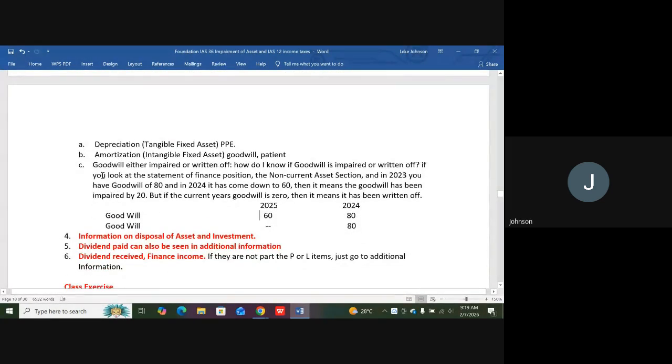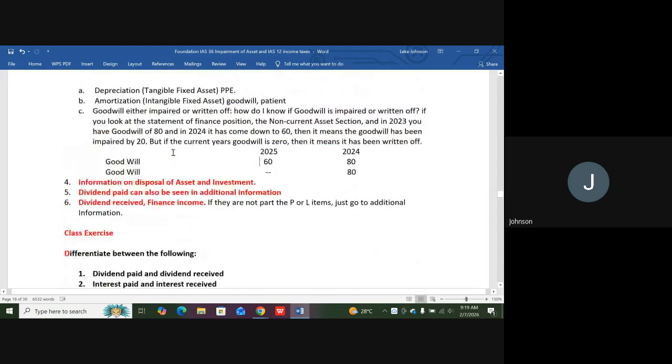Then also check for goodwill information, whether they will say it in the additional information. If they don't talk about it in the additional information, go to your balance sheet. Go and check the non-current asset section. Check for goodwill. Has goodwill been impaired? Has goodwill been written off? So go and check for it.